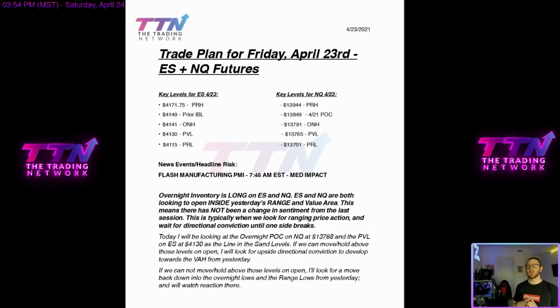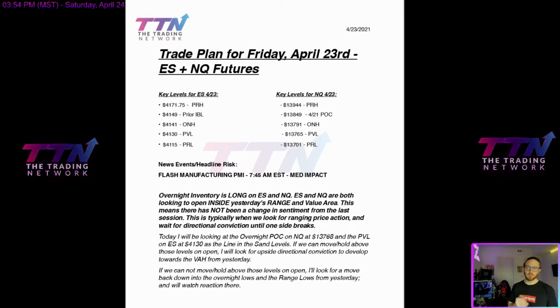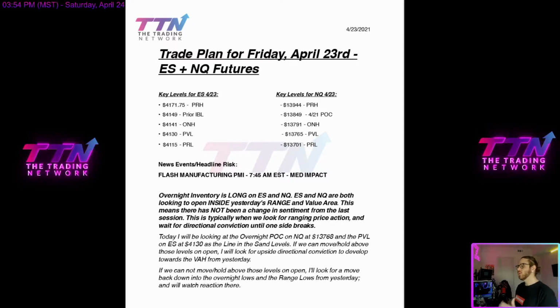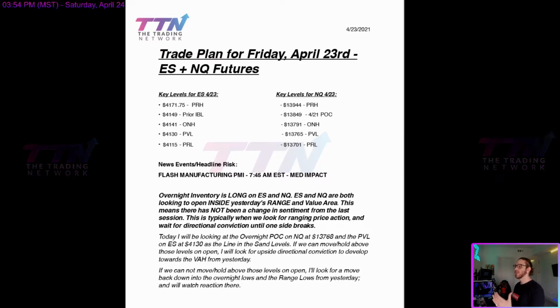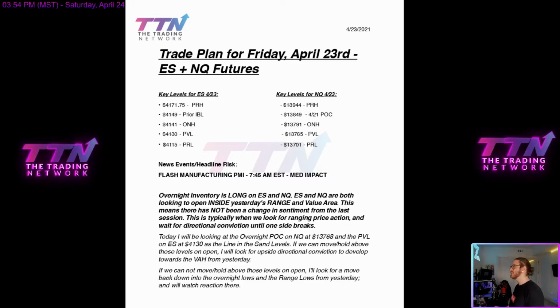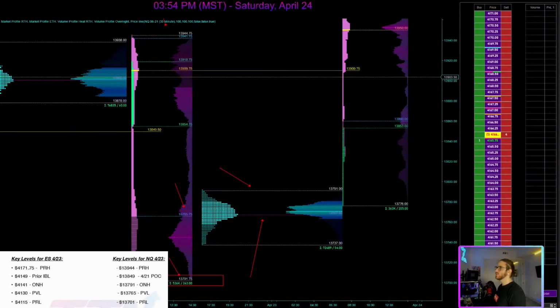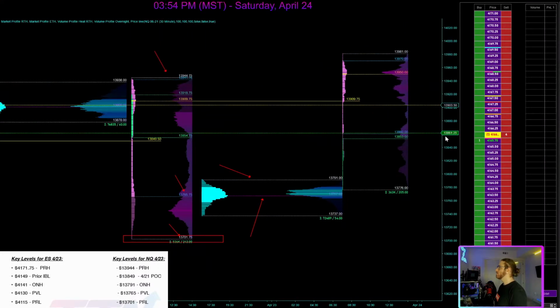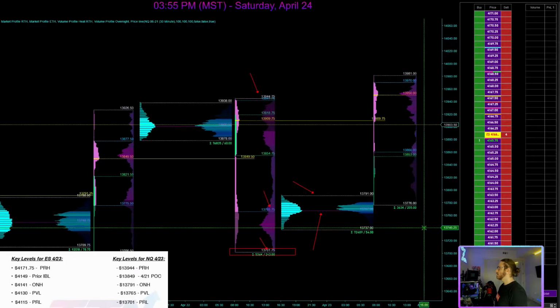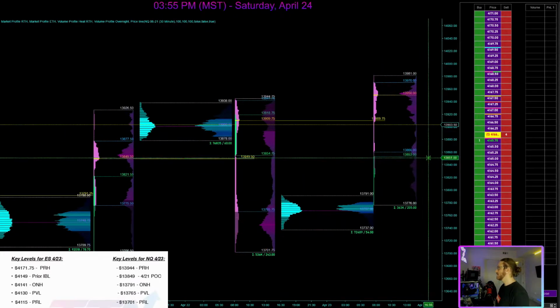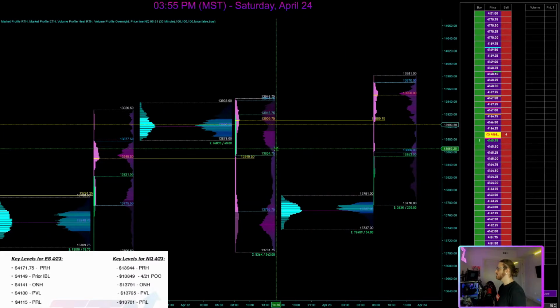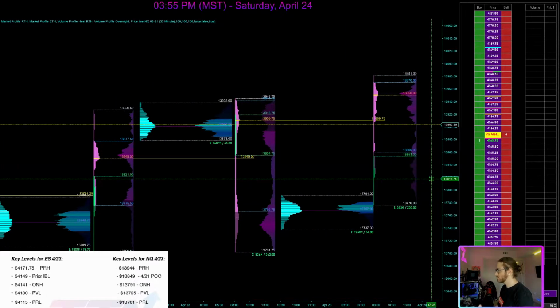Alrighty, so switching back over to the trade plan a little bit, we will go through my analysis and then dig back into the profile. So the overnight inventory was long on both ES and NQ. ES and NQ were both looking to open inside of yesterday's range and value area. Now, for those of you guys familiar, you will know that opening within range and value tells us that there is a higher probability of ranging price action until our brackets or our major levels of support and resistance, one of them breaks.